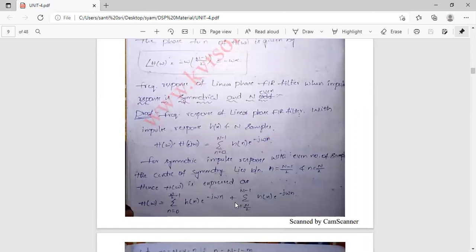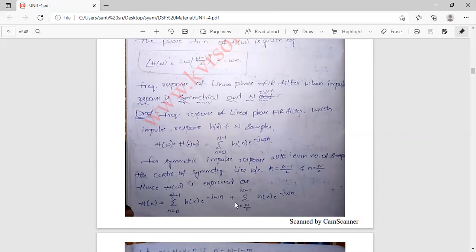The next case is frequency response of linear phase FIR filter when the impulse response is symmetrical and N is even. So for the previous case, if N is odd, what will be the situation? So if N is even, then we'll go through this. So frequency response of linear phase FIR filter with impulse response h(n) and N samples, H(ω) equal to H(e^(jω)), that is sigma n equal 0 to N-1 h(n) into e^(-jωn).